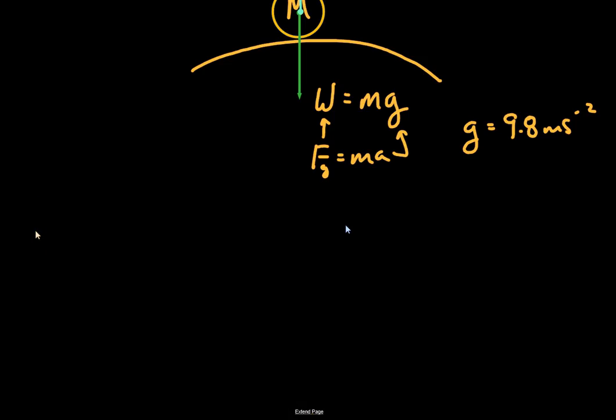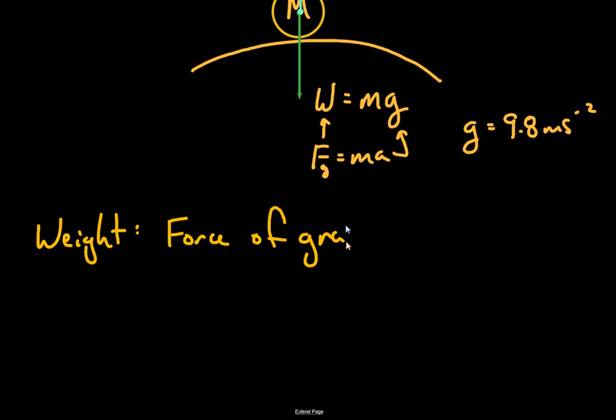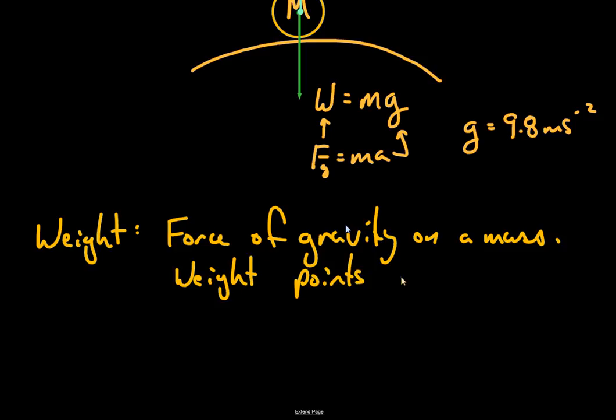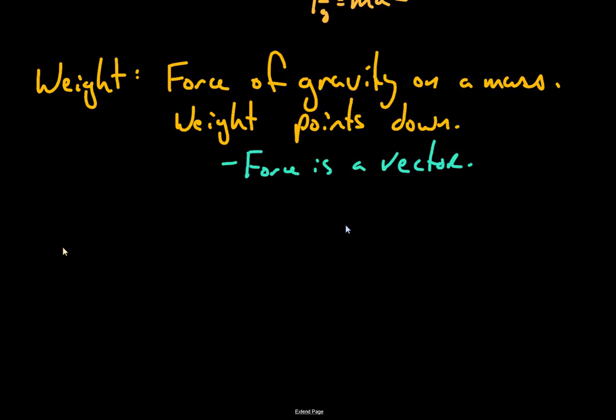So let's just summarize what we're talking about here. So weight. Weight is the force of gravity on a given mass. Okay, and weight points down. Okay, so if it has a magnitude and a direction, we can say obviously then that force is a vector value. Got direction and magnitude.